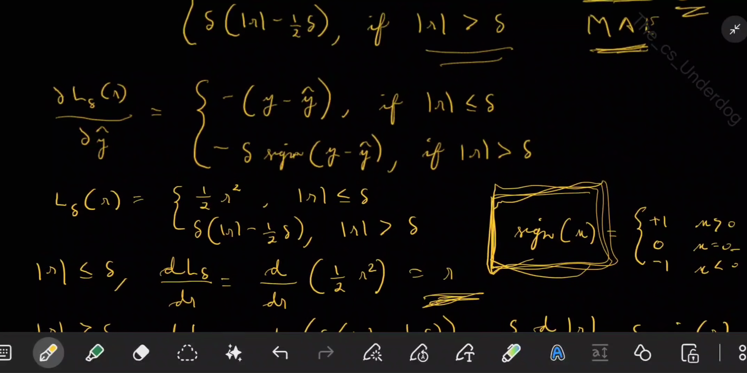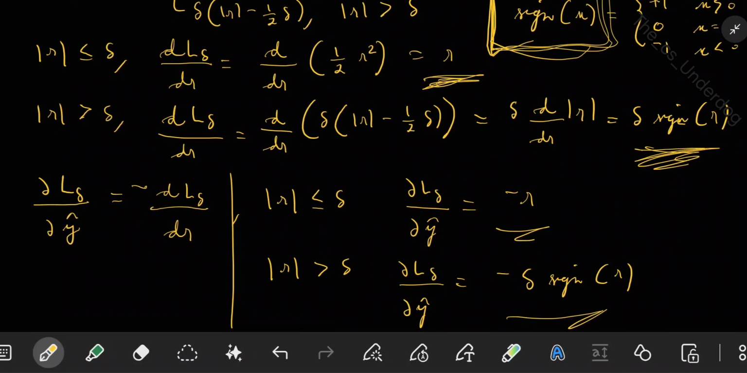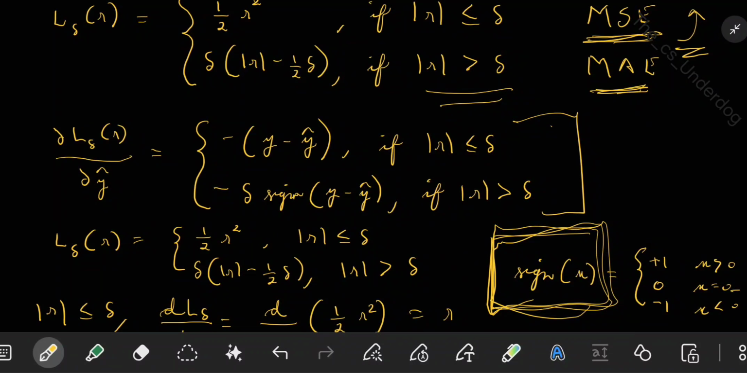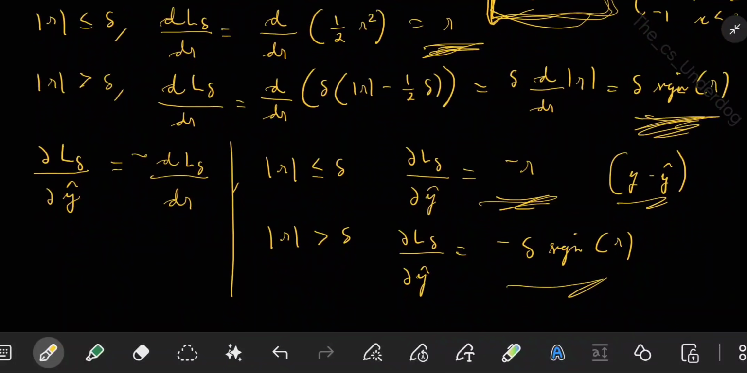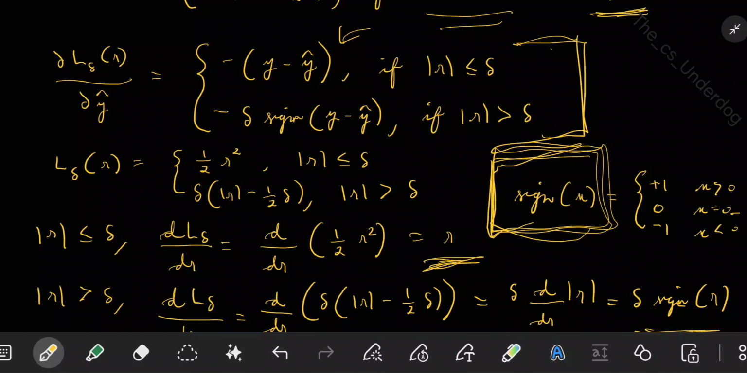Now let us go back and look at what I initially wrote. See this term. This is exactly this. What is your r? r is y minus y cap. What did I write here? Minus r. Here it is minus of y minus y cap. What did I write here? Minus delta into sign of r. r is y minus y cap. Here whatever I wrote was minus delta into sign of y minus y cap. So I just gave you the complete derivation of how exactly I reached here. Okay, so now you know this is the derivative.